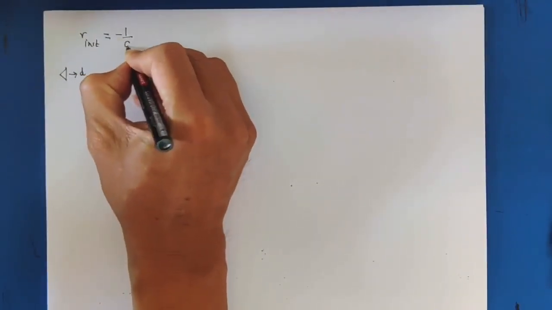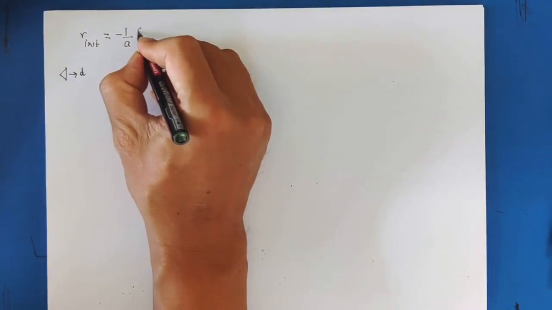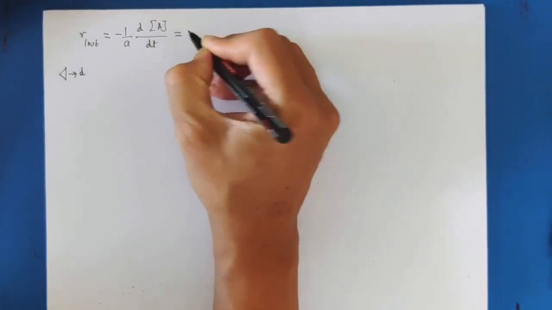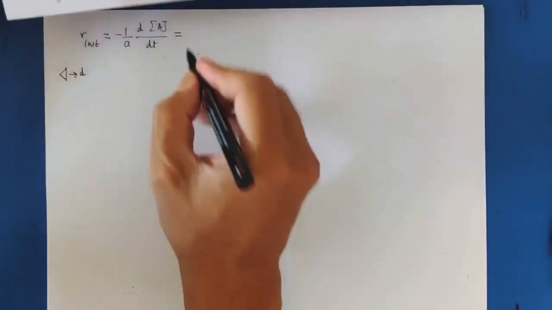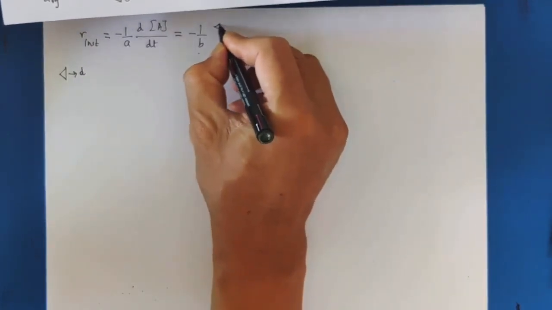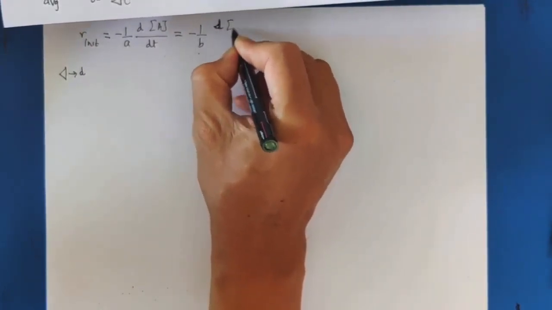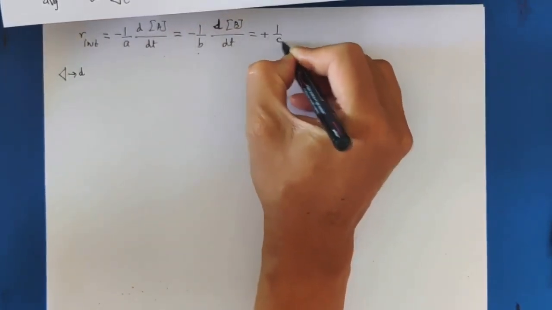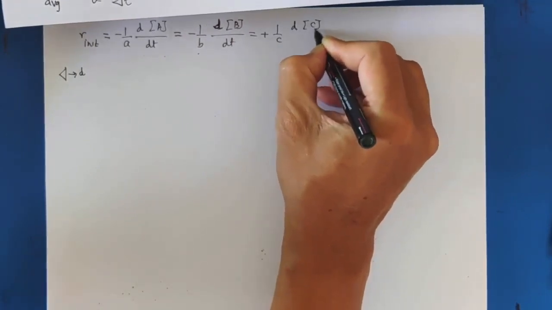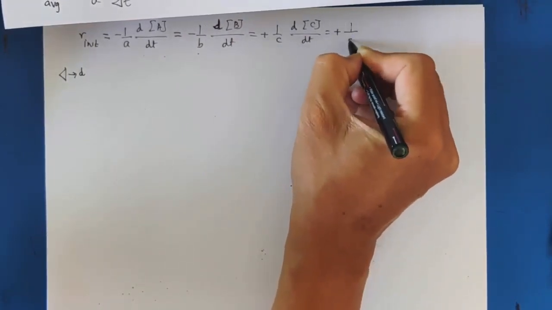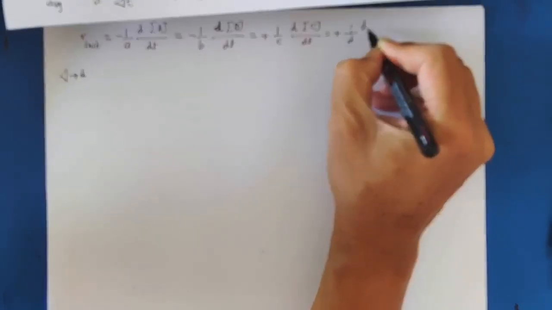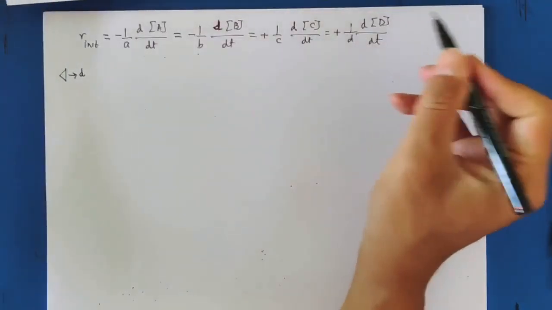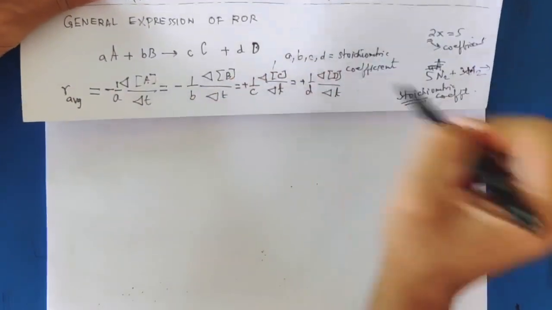So instantaneous rate of reaction is 1 by a, small d concentration of A by dt, minus 1 by b, small d concentration of B by dt, plus 1 by c, small d concentration of C by dt, plus 1 by d, small d concentration of D by dt. Instantaneous rate of reaction and average rate of reactions.